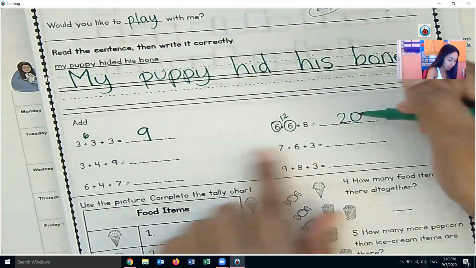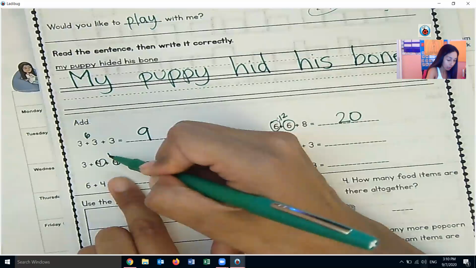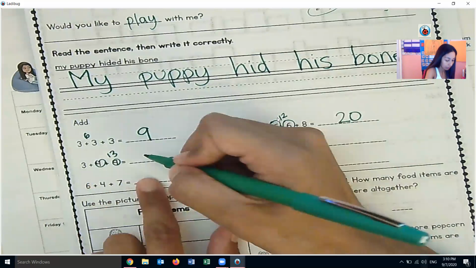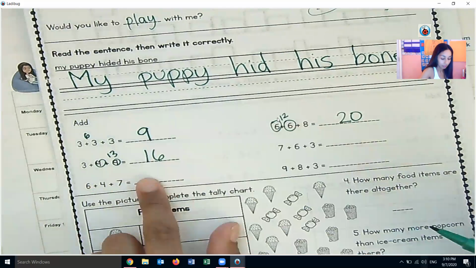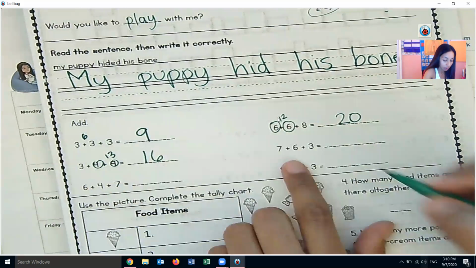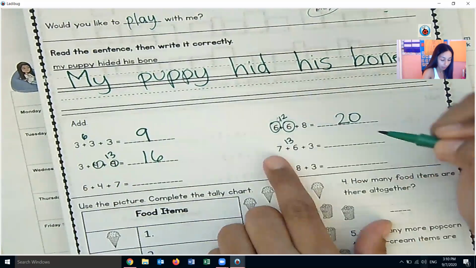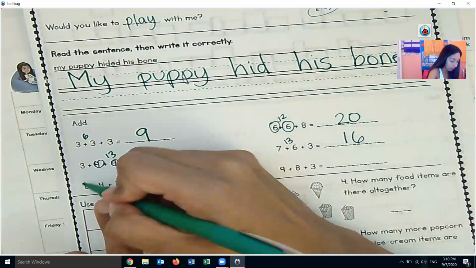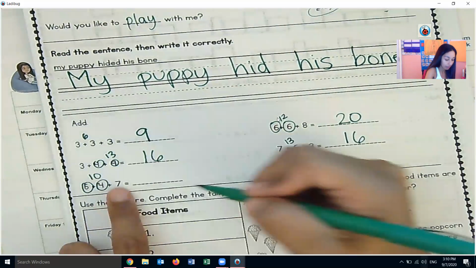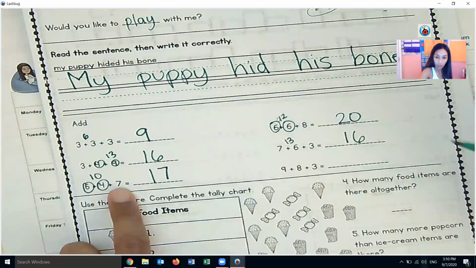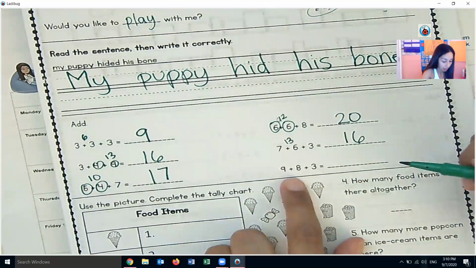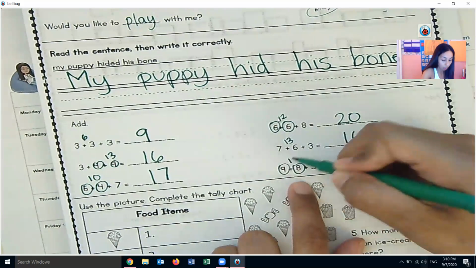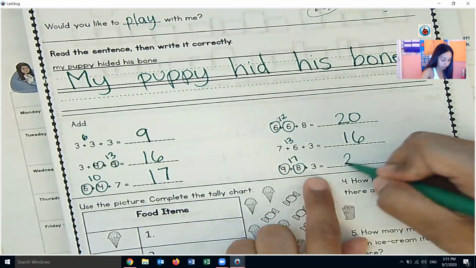Here I'm going to make this be 13. 9 plus 4 is 13. Add 3 more, gives me 16. 7 plus 6 is 13. Add 3 more, I get 16 again. 6 plus 4 can make a 10 here. 10 plus 7 is 17. Here I'm just going to add my big number first. My big numbers, 9 and 8 is 17. Add 3 more, get 20.